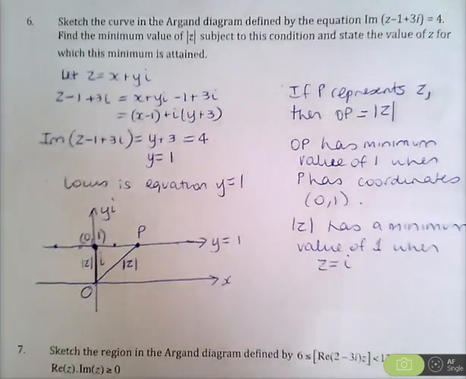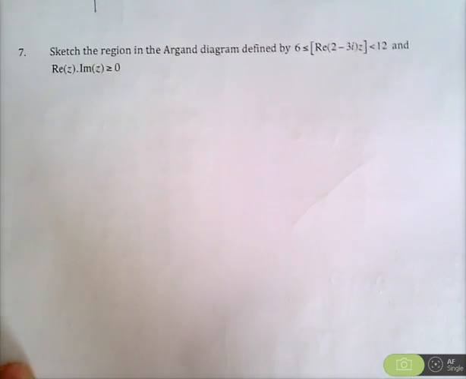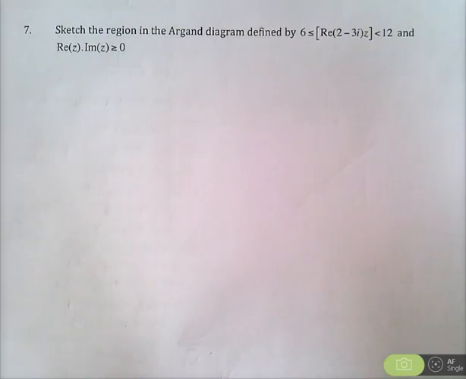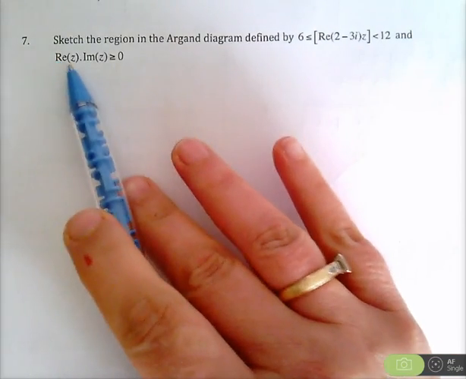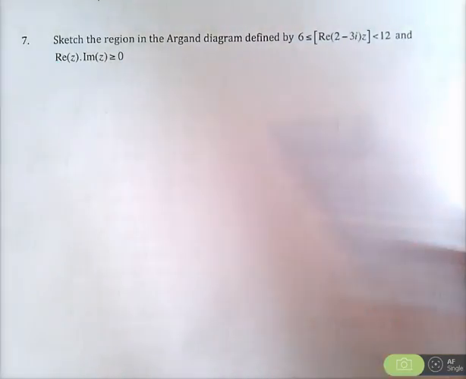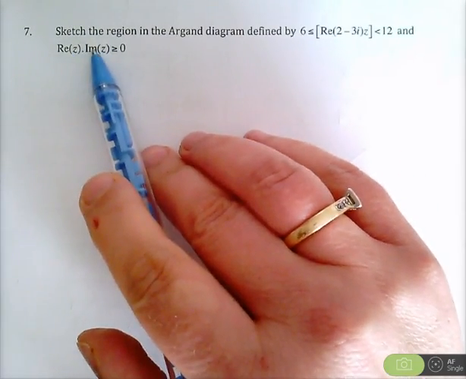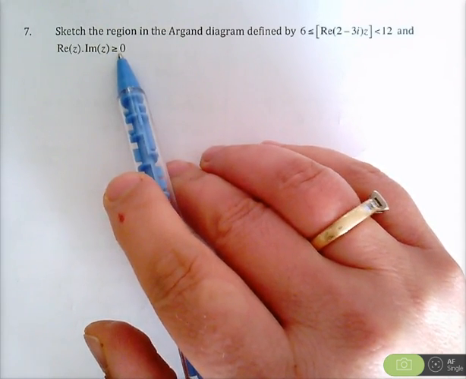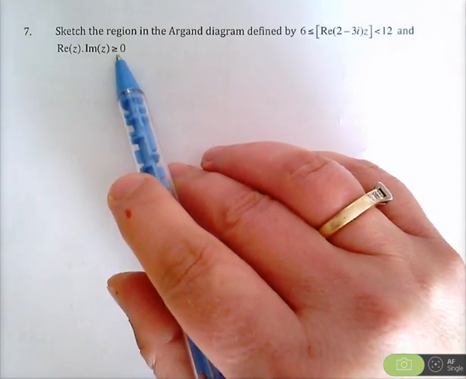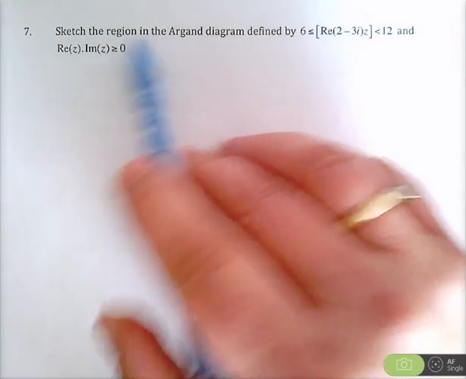Okay, that's that one. Now for question 7. Sketch the region in the Argand diagram defined by this: 6 is less than or equal to the real part of (2 minus 3i) times z, which is less than 12. And also, it's an intersection of two regions, and the real part of z times the imaginary part of z is greater than or equal to 0. So that will define the quadrant that we're in. For real z times imaginary z to be greater than 0, you've got to be in quadrants 1 or 3, because a positive times a positive is positive, and a negative times a negative is positive as well.